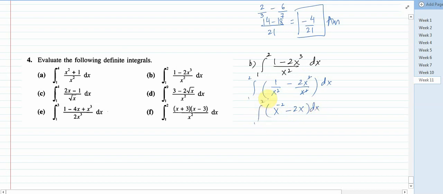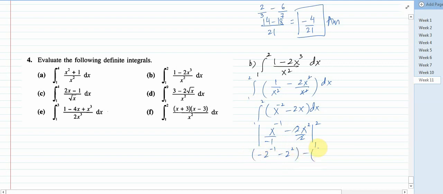Now the function is ready to integrate. So x power minus 2 becomes x power minus 1 divided by minus 1, minus 2 x square upon 2. The limits we have are 1 till 2. So I'm going to place the upper limit. It will be 2 to the power minus 1 minus 2, 2 and 2 cancel, so it will be x square, that means 2 square. That is my upper limit minus the lower limit.